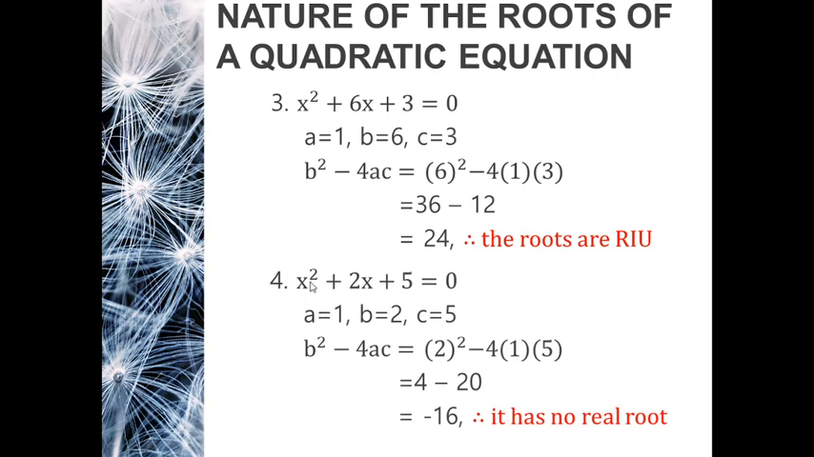So therefore, the roots are RIU, real, irrational, and unequal. Fourth example, we have x squared plus 2x plus 5 is equal to 0. So again, we identify the values of a, b, and c. So here, our a is 1, b is positive 2, and c is positive 5. So we substitute again to the discriminant. So we have 2 squared minus 4 times 1 times 5. 2 squared is 4. Negative 4 times 1 is negative 4 times positive 5. So we have negative 20. 4 minus 20 is negative 16. Since our discriminant is negative, therefore, it has no real root.